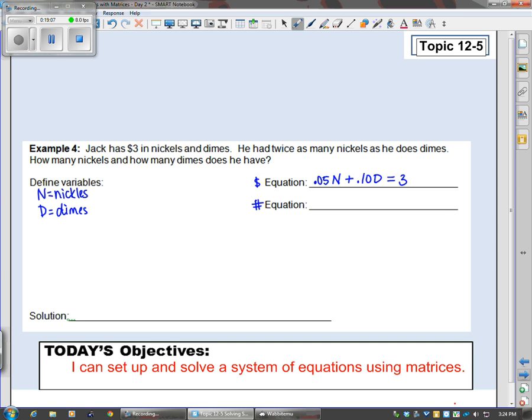Then the next one's a little bit trickier. It says he has twice as many nickels as he does dimes. And a lot of people have a tendency to put that nickels equals two nickels equals dimes. Okay, if I want my nickels and my dimes to be equal, which one needs to double?